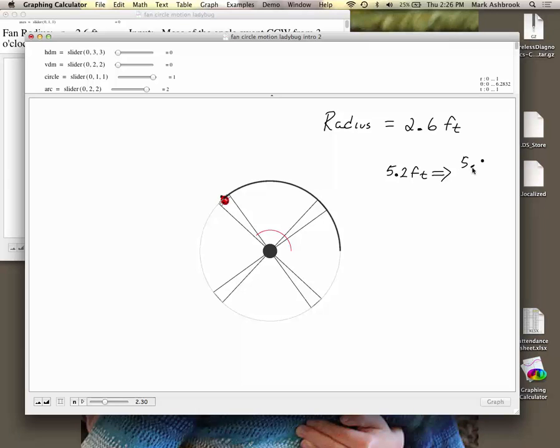2. So to get radians, you find the number of radius lengths. You take the total arc length and divide it by 2.6. It tells you how many of those 2.6s the bug went, right? You're taking that 5.2 and asking how many lengths of 2.6 the bug went. And it was 2 radians because it traveled 2 radius lengths.